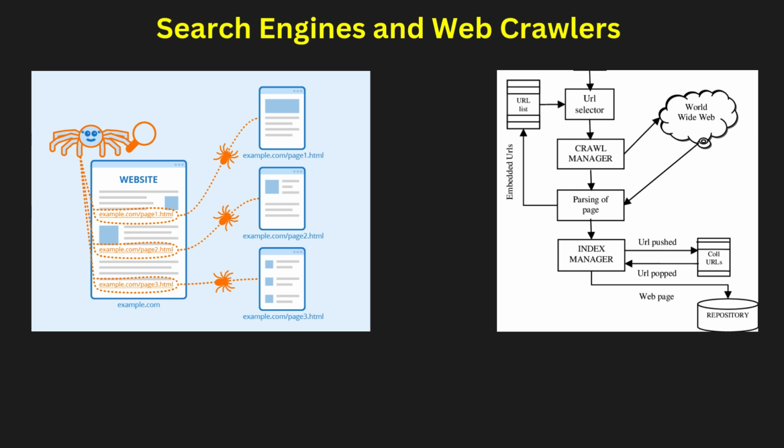So now, search engines and web crawlers, metadata indexing, PageRank, SEO overview. Search engines like Google use web crawlers to scan and collect data from websites. These crawlers look at metadata like title, description, keywords to understand a page's content. The process of indexing stores this information so it can be retrieved during a search.